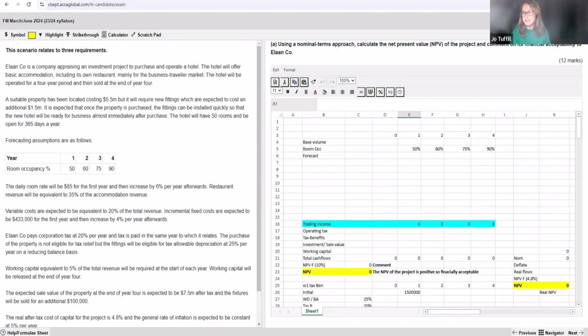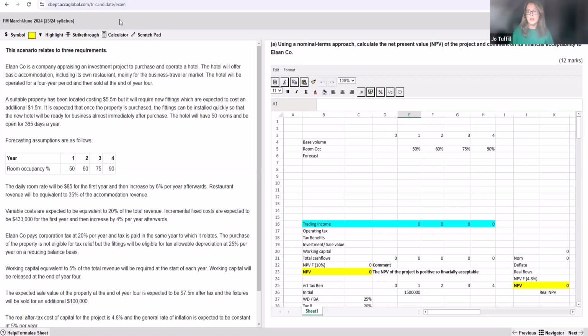Okay, so this is a live tutorial for investment appraisal, and I'm going to be going over a past investment appraisal question from March, June 2024, which is on the practice platform, and you can assign it to yourself. And there's two questions for March, June that were released.